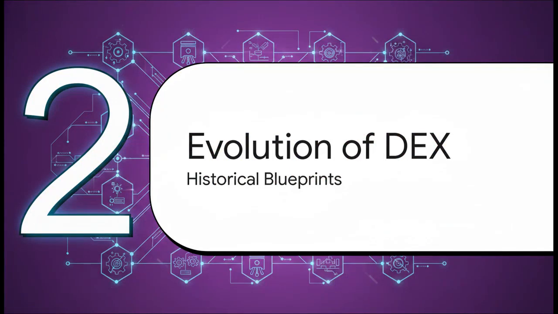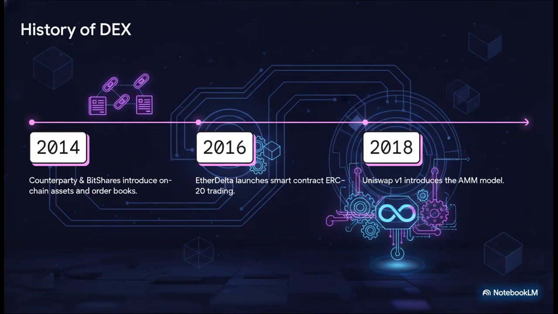Moving on to Section 2, evolution of DEX technology. You might be surprised to know the decentralized concept actually kicked off way back in 2014. The Counterparty and BitShares protocols introduced the very first on-chain asset issuance and order books. Revolutionary? Absolutely. But it was pretty early. By 2016, EtherDelta launched smart contract-based trading on Ethereum, the first real generation of DEXs. But they really suffered from low liquidity and a pretty clunky user experience.